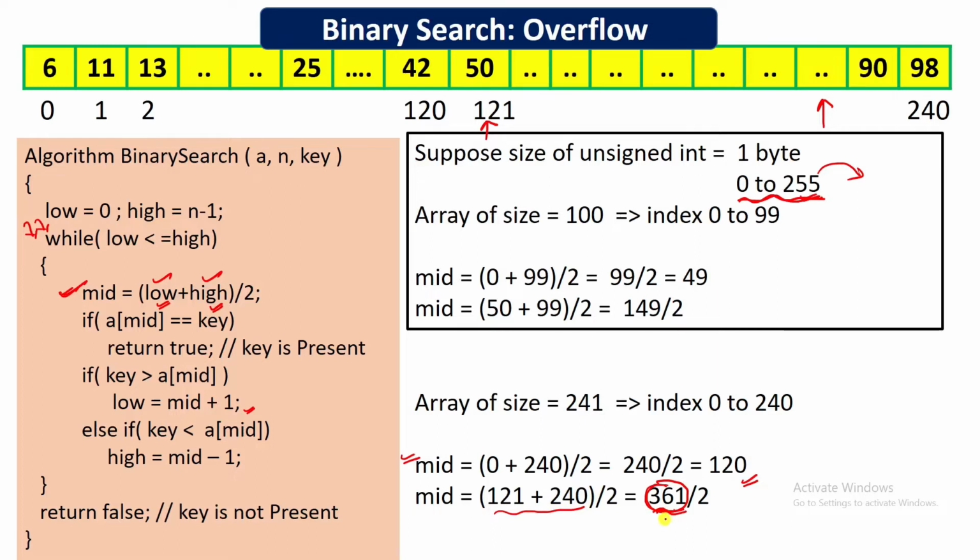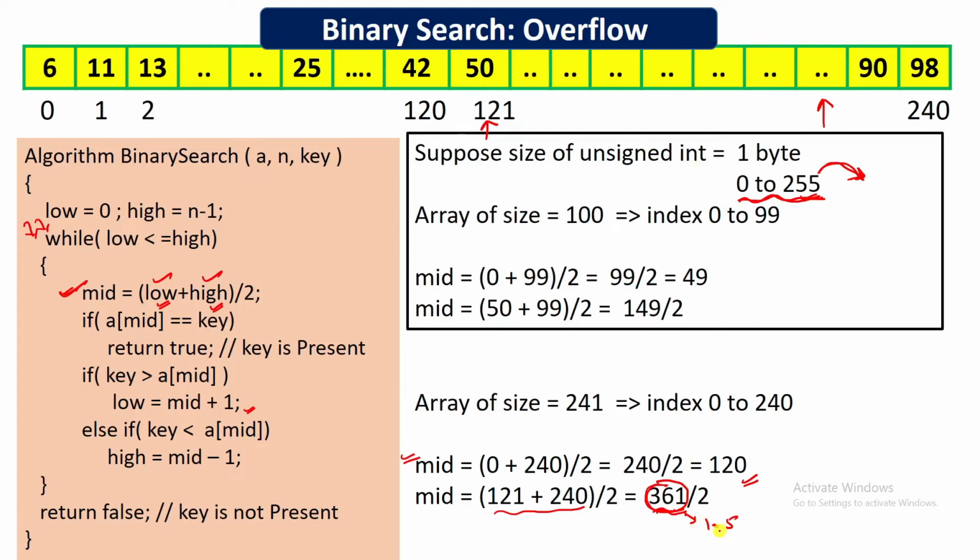Okay, instead of 361 I will get some other number, something like 105. You need not bother about what number we get, but you have to keep in mind that when you get a number out of the range of the unsigned int data type, you will not get the correct answer, because 361 cannot be adjusted into a variable of unsigned int data type. So basically you will get some other value.